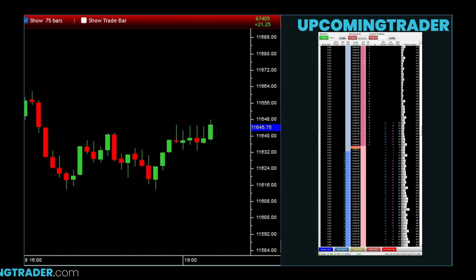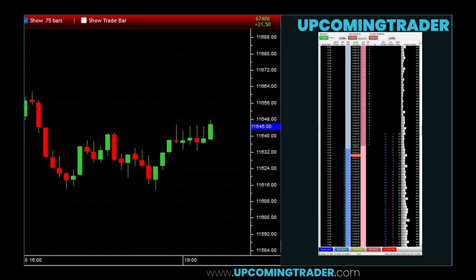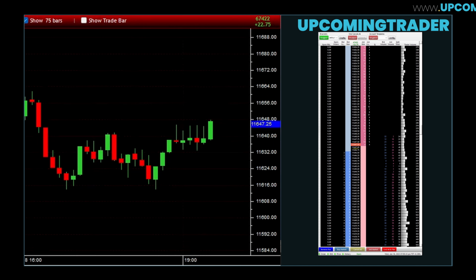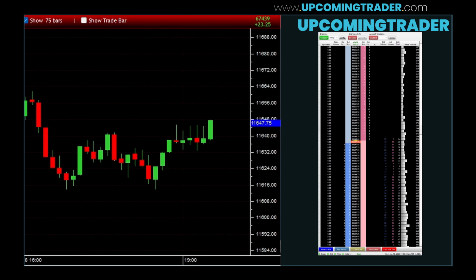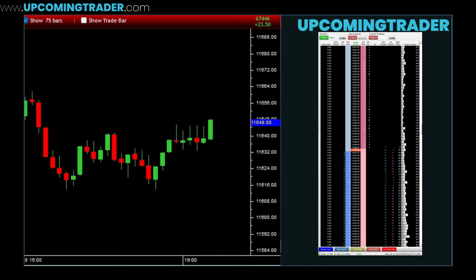Paying attention to flags and pennants can also be very helpful. These continuation patterns are characterized by a strong price move followed by a period of consolidation. If a flag or pennant forms near a high volume area, it often indicates that the price will continue in the direction of the initial move. The volume levels give additional confirmation by showing that interest remains high at those levels, supporting the continuation of the trend.